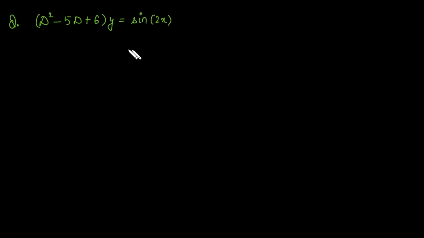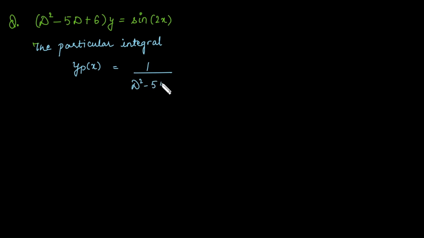Let's answer the next question. In this case, the operator form is already given to you. We can directly write the particular integral y_p(x) is equal to 1 upon d square minus 5d plus 6 sine of 2x. So now what is the coefficient of x in this case? That is 2. So the value of a is equal to 2. So a square is 4 and minus a square is equal to minus 4.